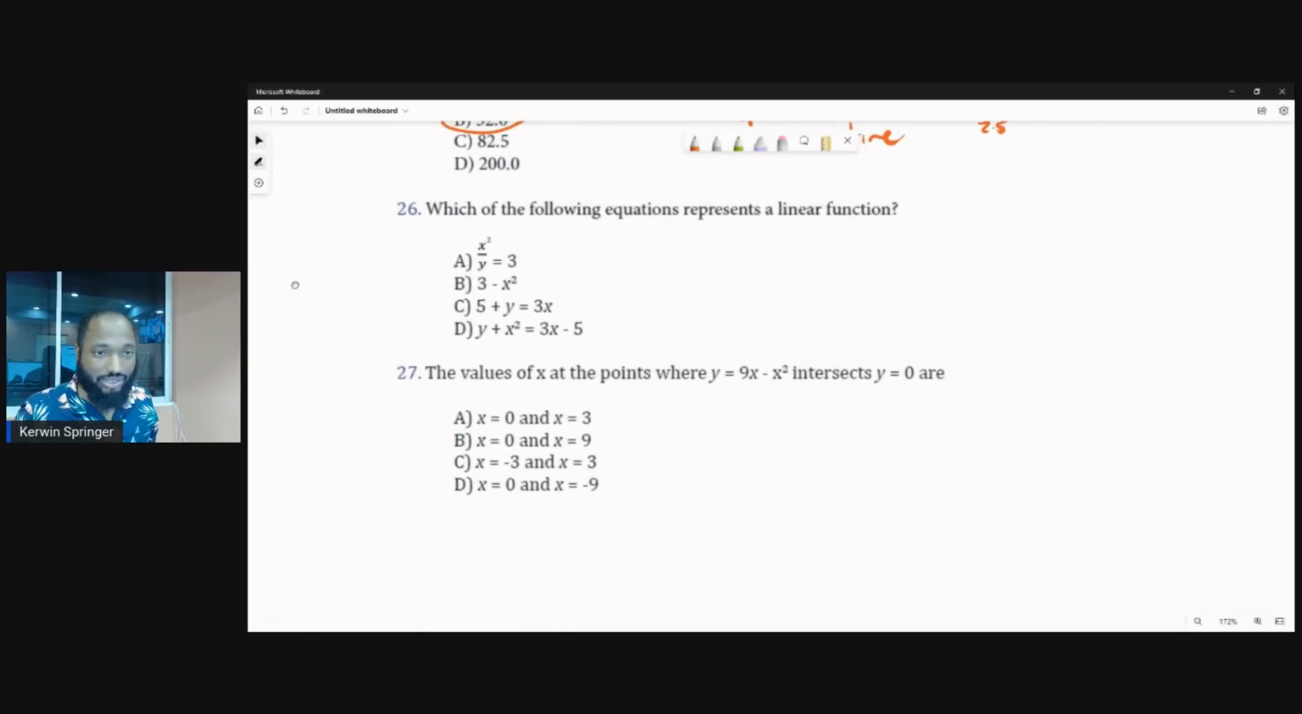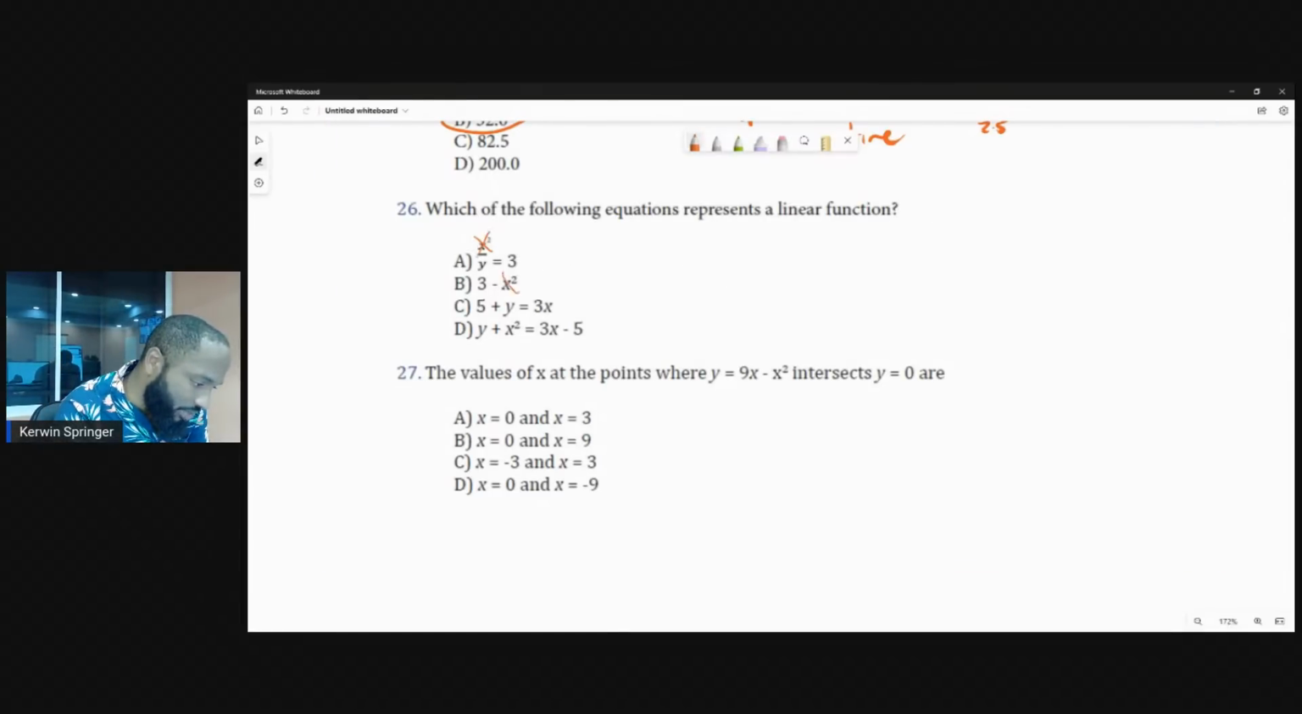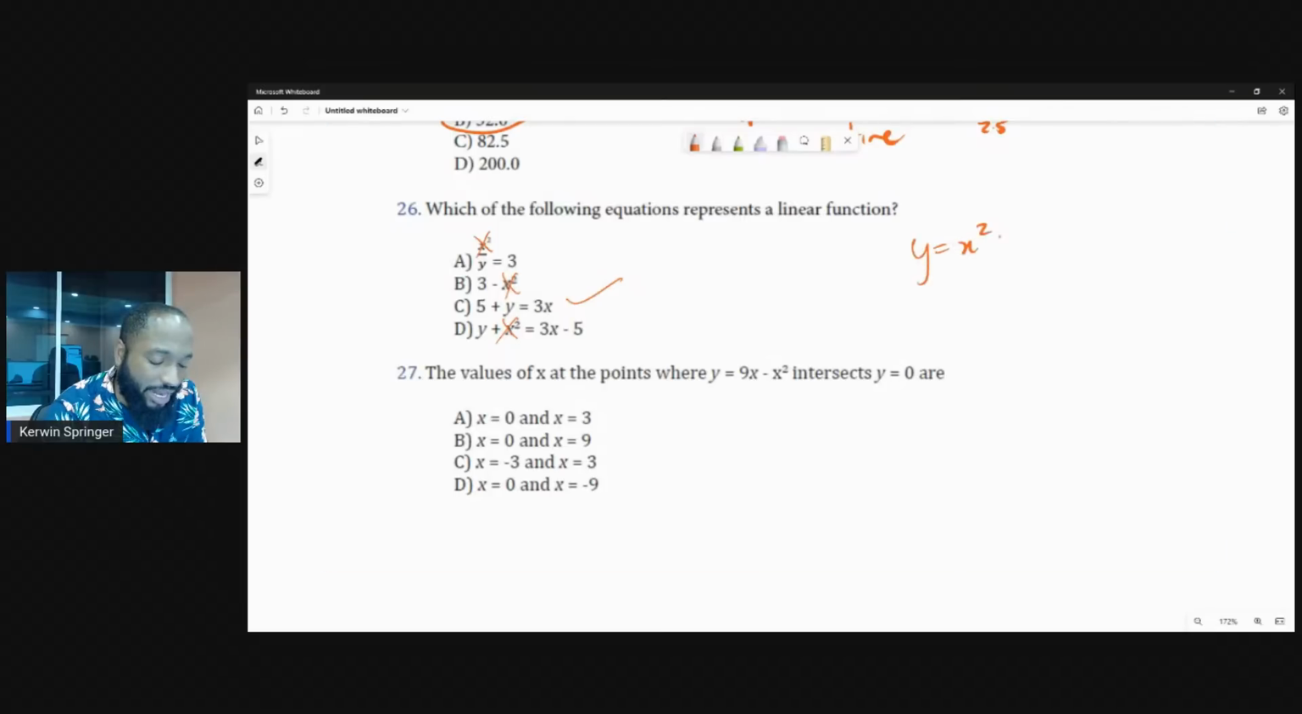Which of the following equations represents a linear function? To be linear, it must not have any powers and that kind of thing. It must not have y equals x squared or y equals the square root of x. It must just be no powers. Even if you've seen stuff, sometimes it has some weird ones.